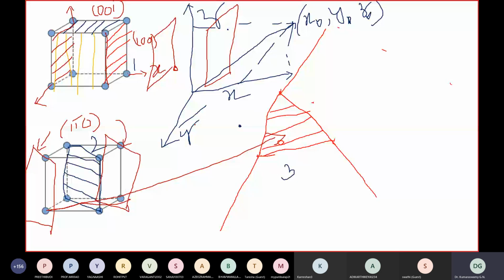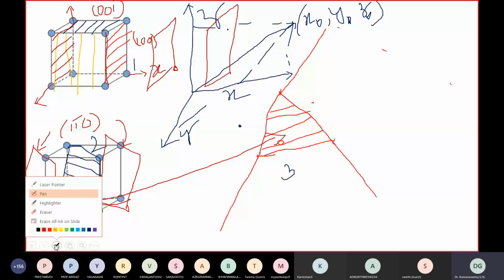Okay, that is why look here. This plane which is called 1 0 0, this yellow lines plane which is called 0 1 0, and this plane perpendicular to z-axis which is called 0 0 1 plane. Okay, so we have here 3 planes. Let me write it.